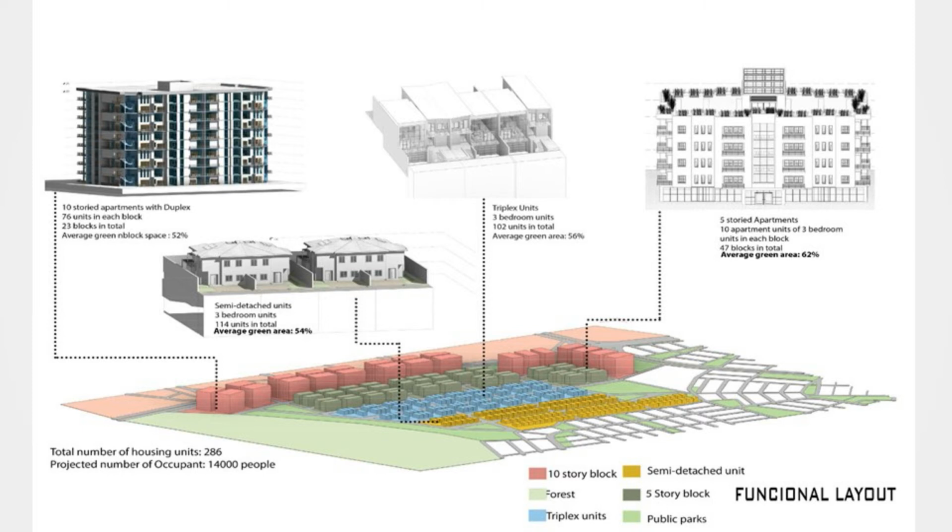Then after that, in blue, you can see the triplex units. The triplex units are 3-bedroom units also, and there are 102 in total. These also have an average greenery of 56% within each triplex unit.